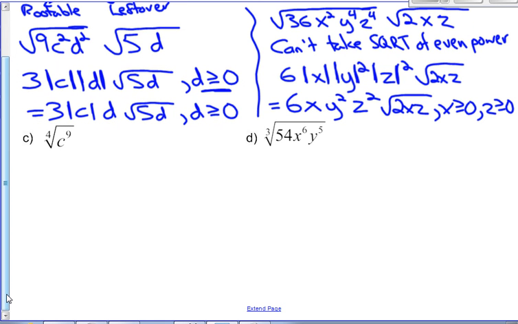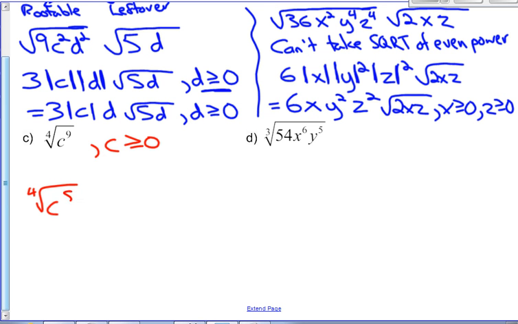Let's try another one. We've got 4th root of c to the 9. So over here, it's safe to say c has to be greater than or equal to 0. If you put a negative in here, then you try and take the fourth root of a negative. You can't take the even root of a negative. How are we going to split this apart? Well, c to the 4 is going to have a fourth root, and any multiple of a power of 4 is going to have a fourth root.